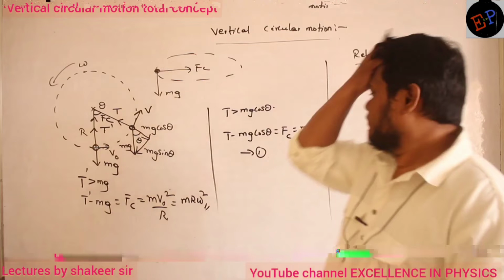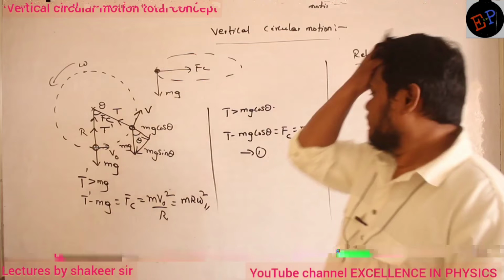So these are very, very important results. Clear? Are you able to understand? Now let us see what is the importance of them. See, one: if I want to release or throw this body from the bottommost position, then what is the velocity with which I have to throw? √5gl.